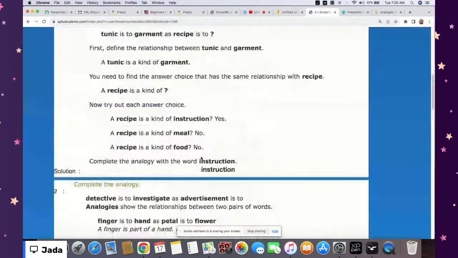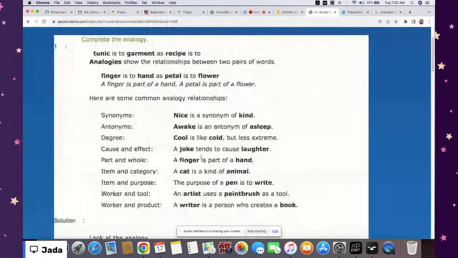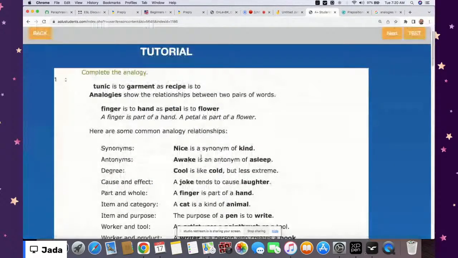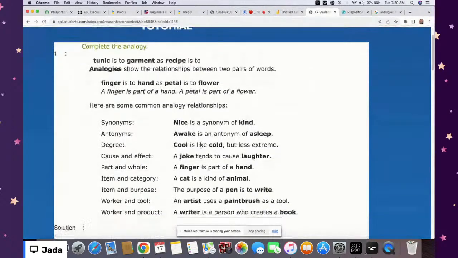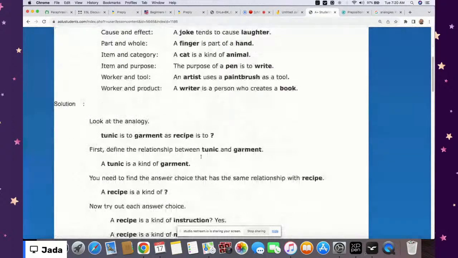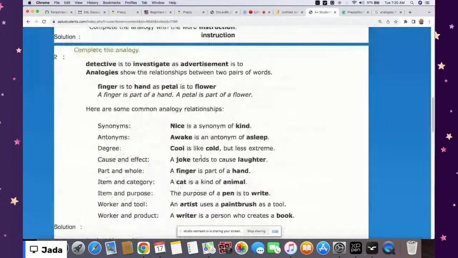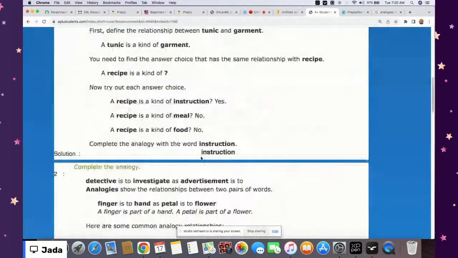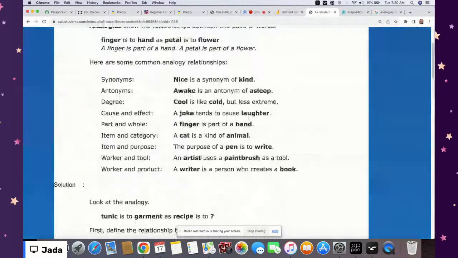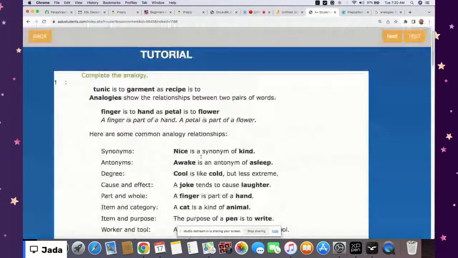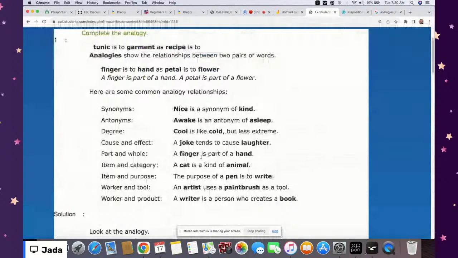So analogies show the relationship between two pairs of words. This is basically literally the same thing that we've done so far. But also I want you guys to send me some answers on the chat. Please, let's make it interactive. Can you think of an analogy? Just like we have it on the screen.